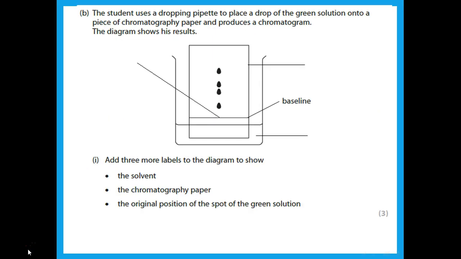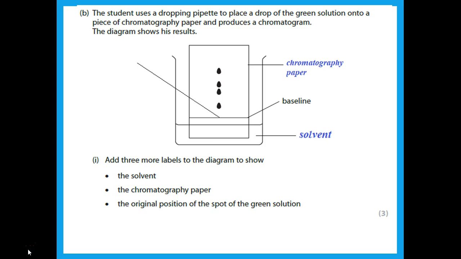Okay. The student uses a dropping pipette to place a drop of the green solution onto a piece of chromatography paper and produces a chromatogram. The diagram shows his results. Add 3 more labels on the diagram to show where the solvent is. Where is the solvent? The solvent is down there in the beaker. Where is the chromatography paper? Of course, that's the chromatography paper.